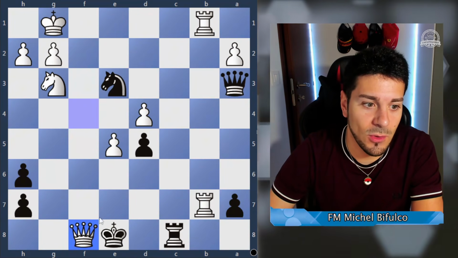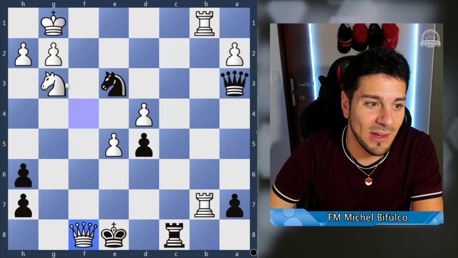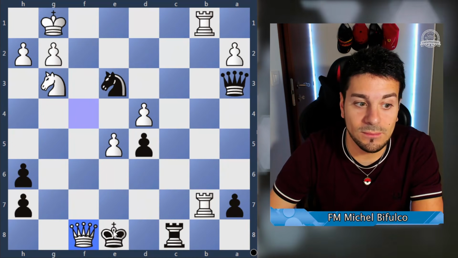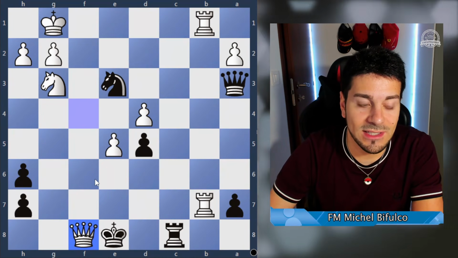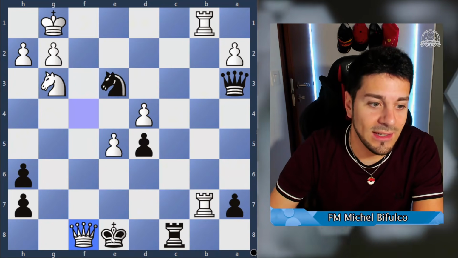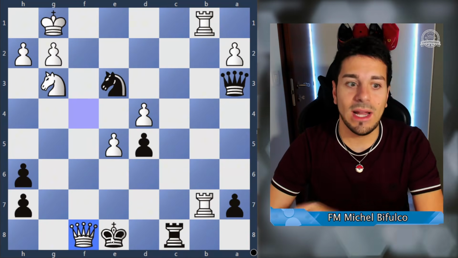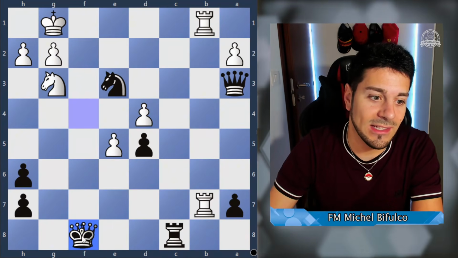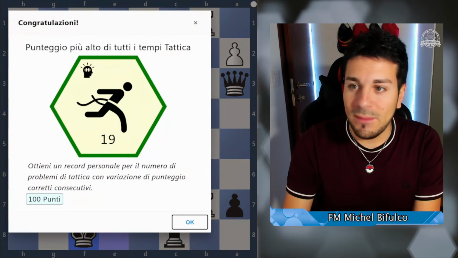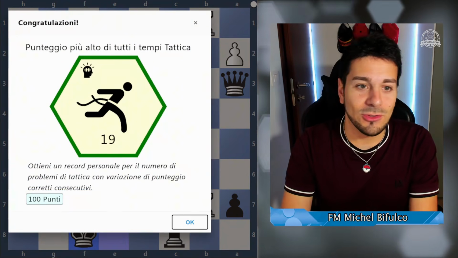But if I were to capture with the queen, actually, queen takes knight on h5 seems dangerous because then my king doesn't have many squares. The threat is knight to f6. And so, for this reason, actually the exercise wasn't over. You see, you still need to make the correct move, which in my opinion is king takes on f8, exactly, the highest tactics score of all time. Yes, because this is the account I use, in fact, to do some tests.